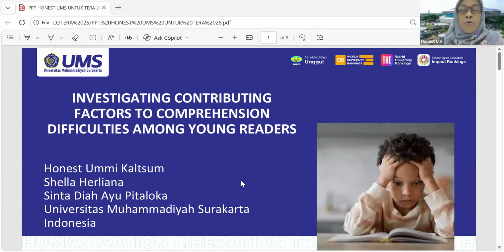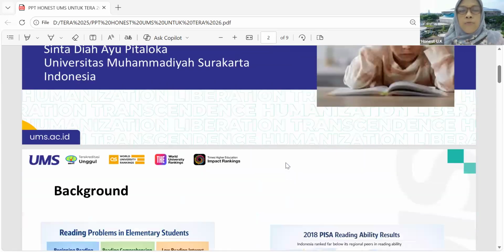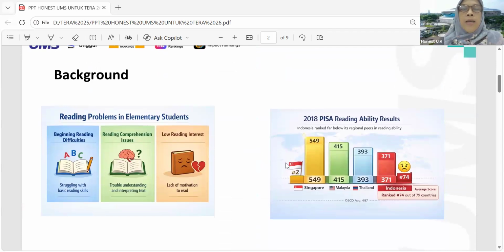I am Ona Kaltsum, the first author, the second author is Stella Herliana, and the third author is Sinta Dia Ayu Pitaloka. We are from Universitas Muhammadiyah Surakarta, Indonesia. First, I would like to share the background of this study.